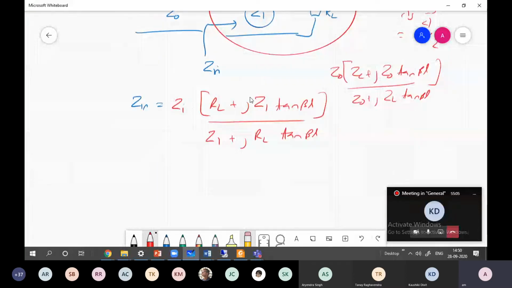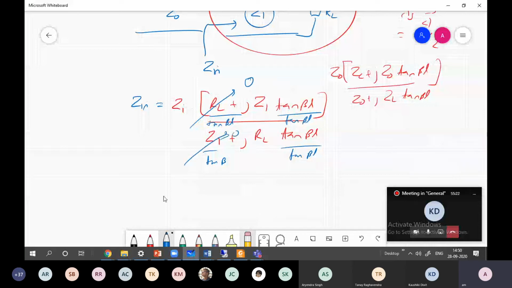So you have to divide by tan beta L in all the terms. If you divide it, this will go to 0, and this will go to 0. So what you will have is Z1 square over RL equals Zin, and this gives us Z1 equals square root of Zin into RL.